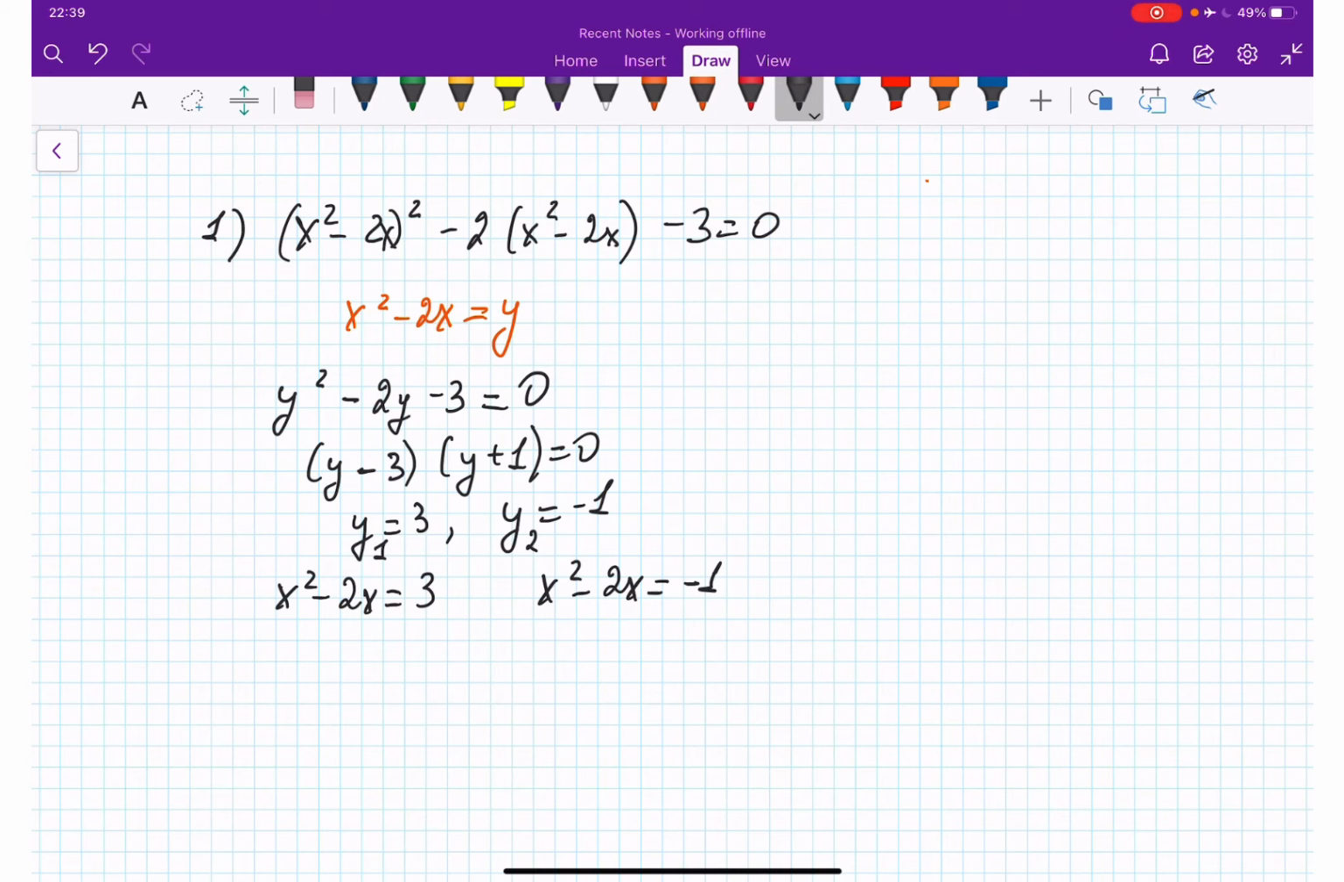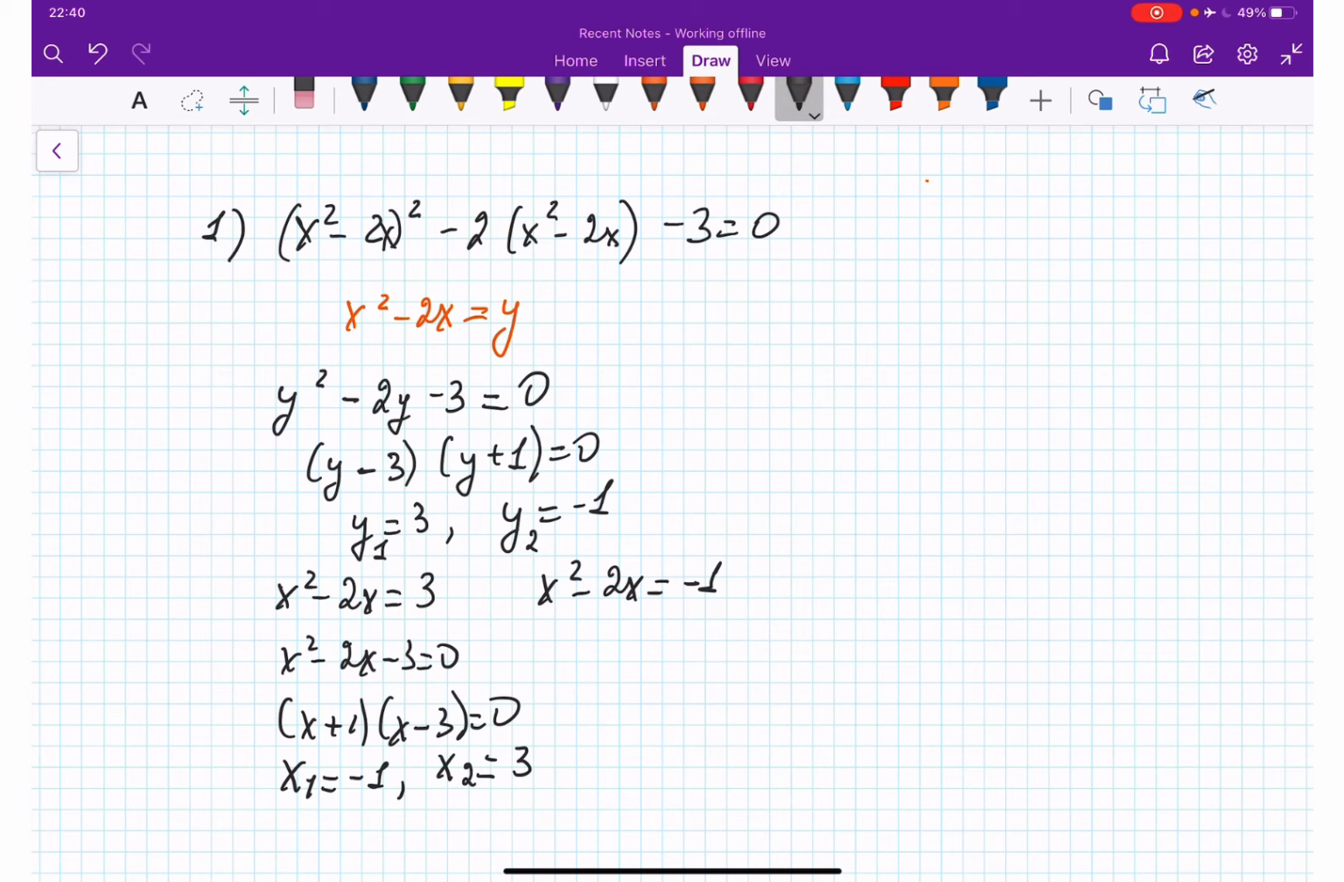All right, so x squared minus 2x is equal 3. From here we have x squared minus 2x minus 3 is equal 0, and (x plus 1)(x minus 3) is equal 0, and x1 is equal negative 1, x2 is equal positive 3.